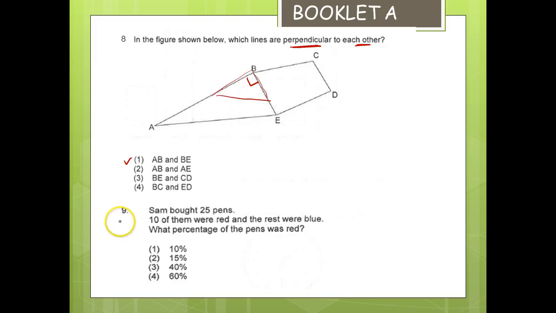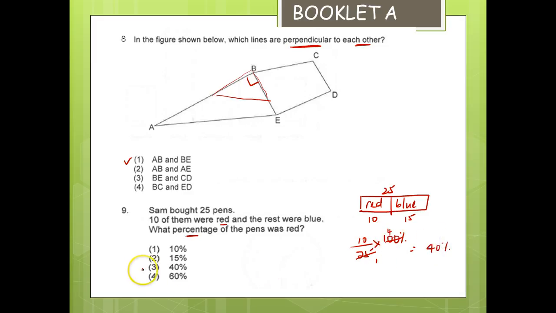Okay. Question 9. Sam bought 25 pens. 10 of them were red and the rest were blue. So I know altogether he has 25 pens. Red is 10 and the rest blue is 15. What percentage of the pens were red? It is 10 out of 25. I want to find the percentage, so I multiply by 100%. My answer would be 40%. Option number 3.